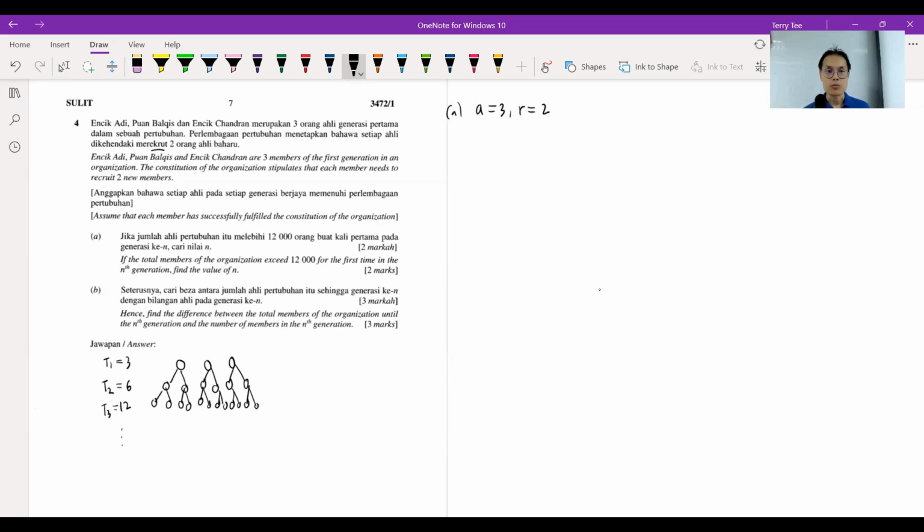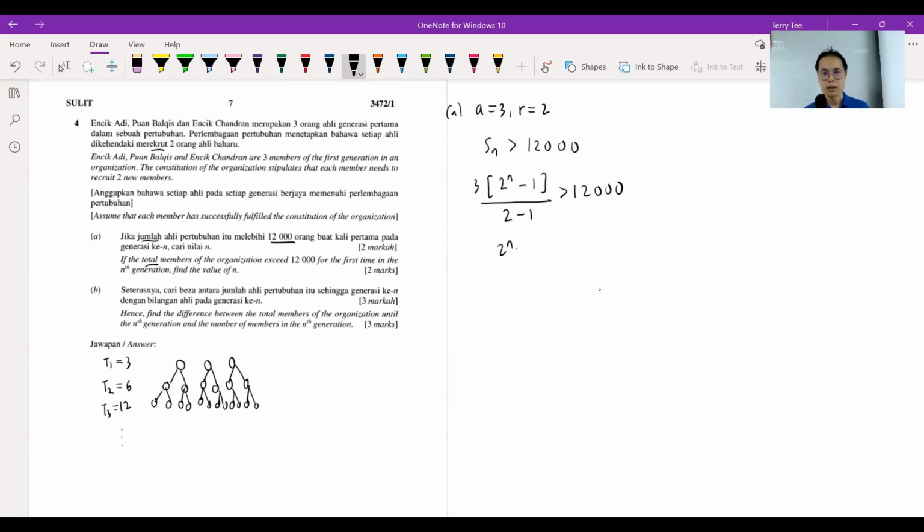Now, then they say jika jumlah ahli dalam pertubuhan melebihi 12,000, buat kali pertama, pada generasi ke N, cari nilai N. Now, the keyword is jumlah, or total. Total means we have to use SN. You want your SN to exceed 12,000. Exceed means more than. So we're supposed to solve for N. Now remember, the formula for SN is given by A(R^N minus 1) over R minus 1. And this value is greater than 12,000.